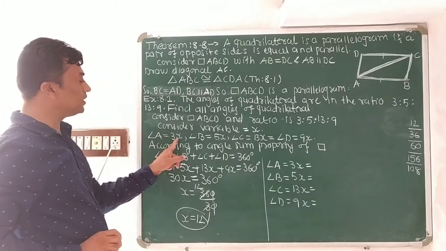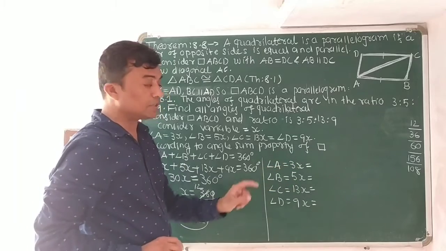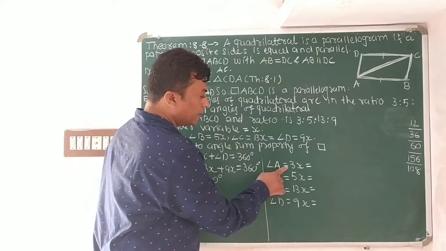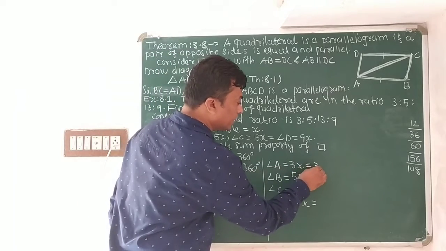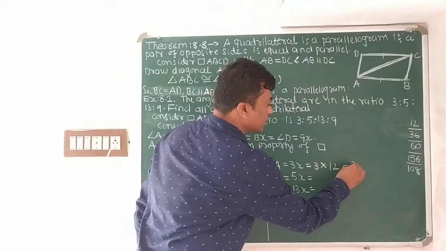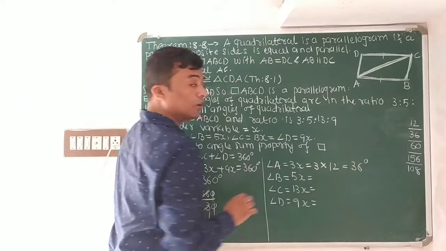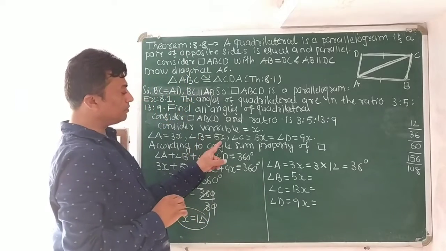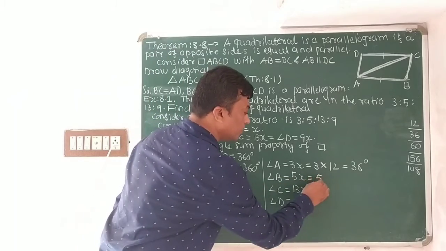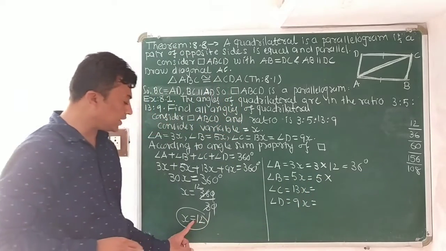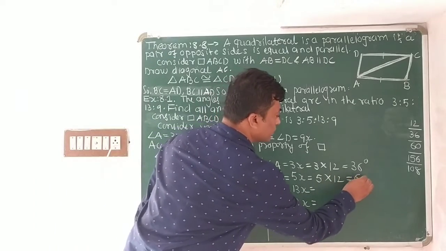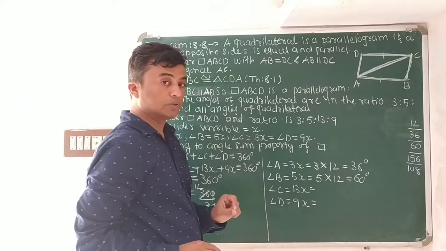Now see children, angle A is equal to 3x, and x we identified as 12. So 3 multiplied by 12, 12 threes are 36 degrees. So angle A is equal to 36 degrees. Now angle B is equal to 5x. This 5 multiplied by x, x is 12. So 12 fives are 60 degrees. So angle B is equal to 60 degrees.